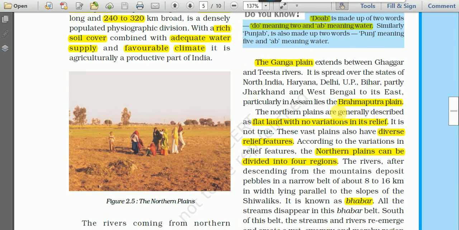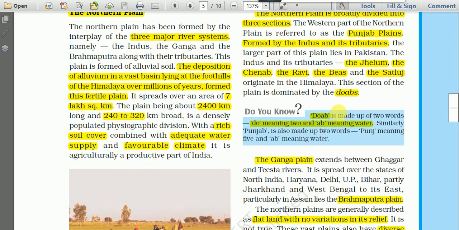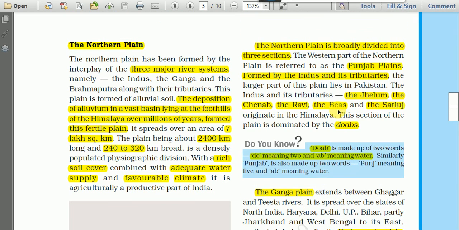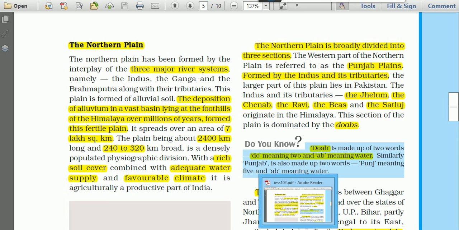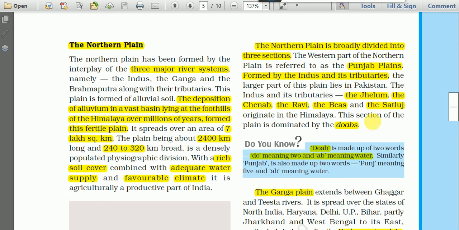Are you clear? Any question, boys and girls? Are you clear about the meaning of tributary and distributaries? If you are clear, then let us proceed.